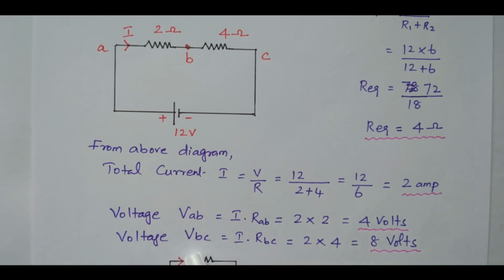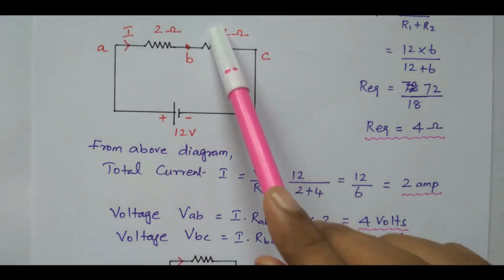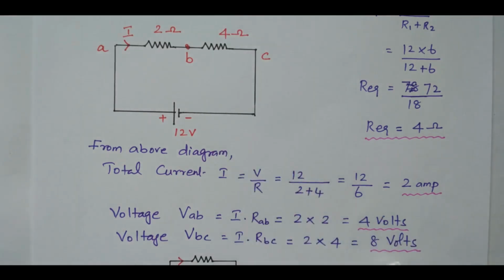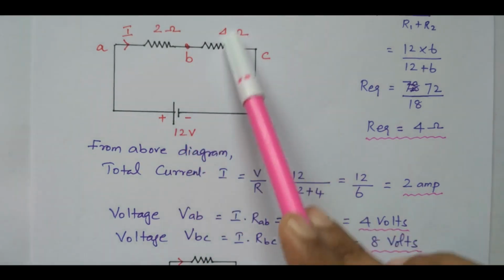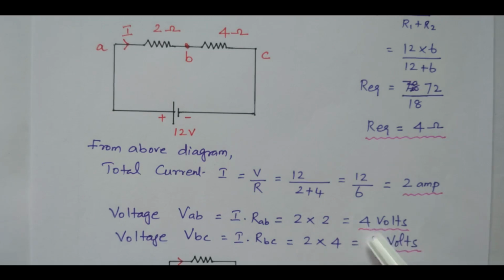Similarly, the voltage VBC equals I into RBC. I is 2 ampere. The resistance across BC is 4 ohm. So 2 into 4, 8 volts. So 4 volts drop across the 2 ohm, 8 volts drop across the 4 ohm. The sum of these two, 4 plus 8, is 12 volts. The applied voltage is 12, so the sum of these two is also 12. So our answer is correct.